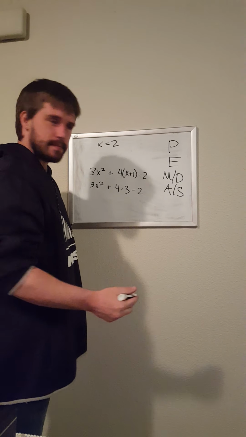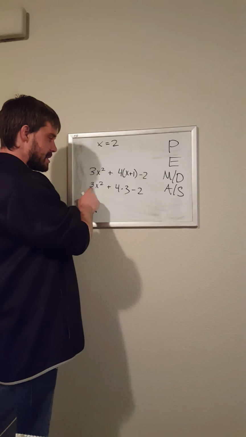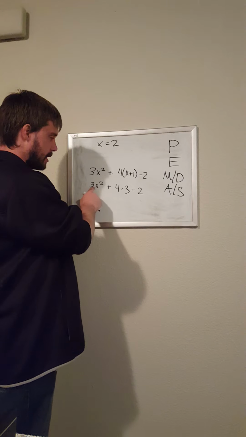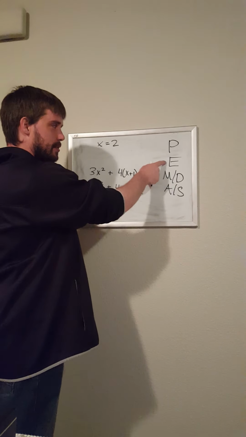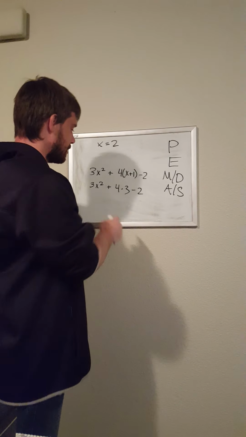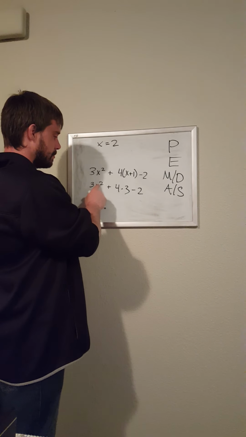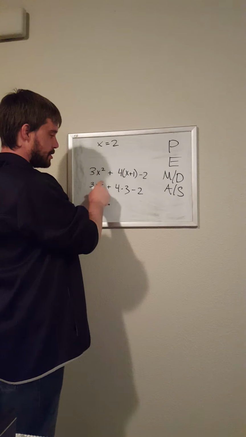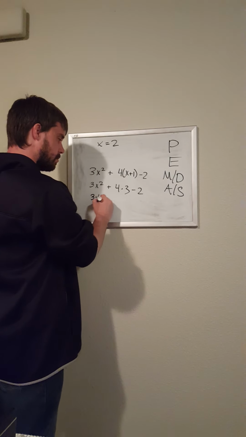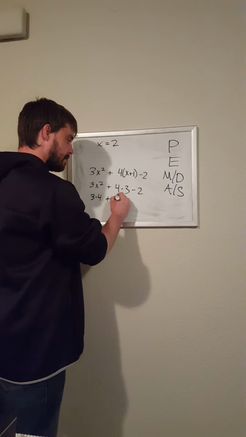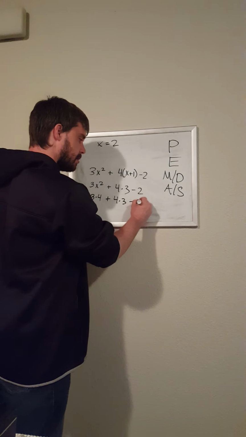Next is exponents. So I've got a 3 times x squared, but I'm not going to do the 3 times x first. I'm not going to multiply first. I'm going to do the exponentiation first. So I've got x squared. x is 2, so 2 squared is 4. So I've got now 3 times 4 plus 4 times 3 minus 2.